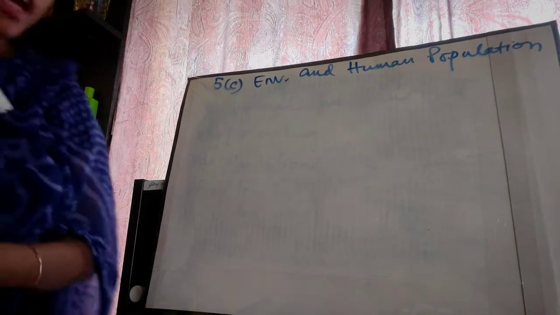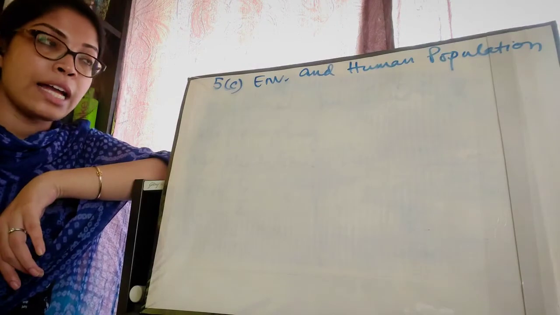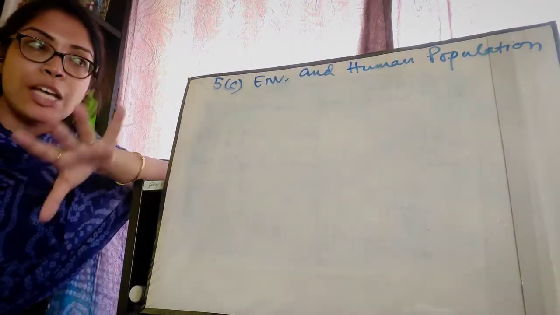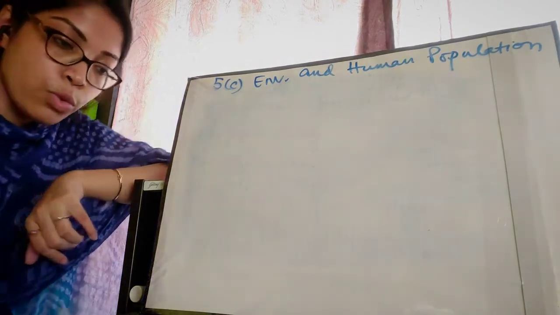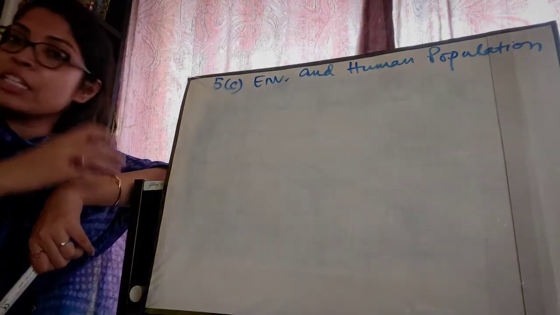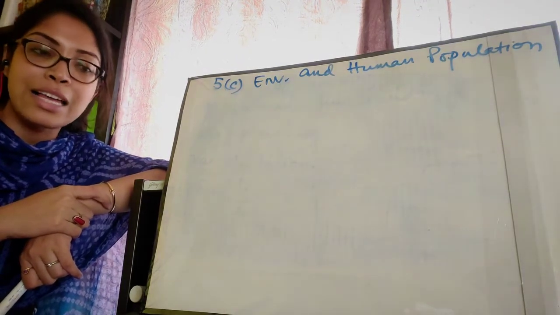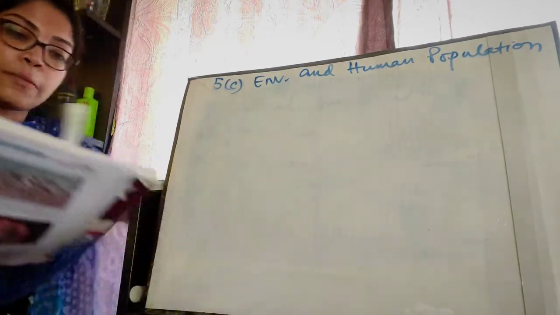The previous two subparts are quite big. Subparts A and B are going to be done by Shantini ma'am, and I am going to do the rest of the chapter starting from 5C. This part is about the ever increasing human population and what consequences it has on the environment. So let's start reading.